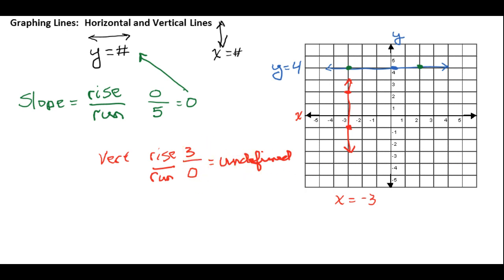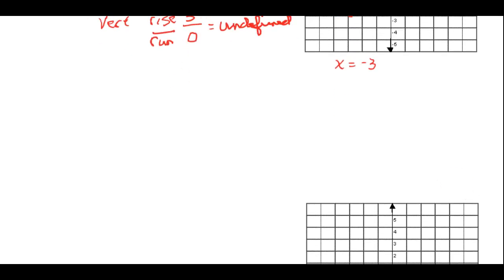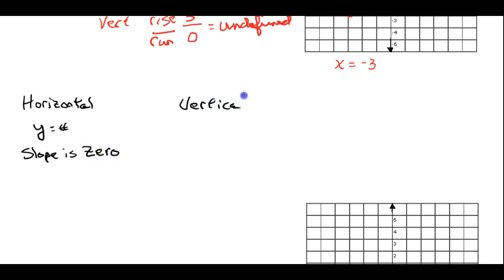Alright, so let's summarize things up, and let me give you some hints for memorizing these. Okay, so here we go. Horizontal, the equations have only y, so it's y equals number. The slope is 0. Not none. There actually is a slope, it's just 0. And vertical, you don't get to say none, unfortunately, for your slope. Vertical is x equals, and the slope is undefined.